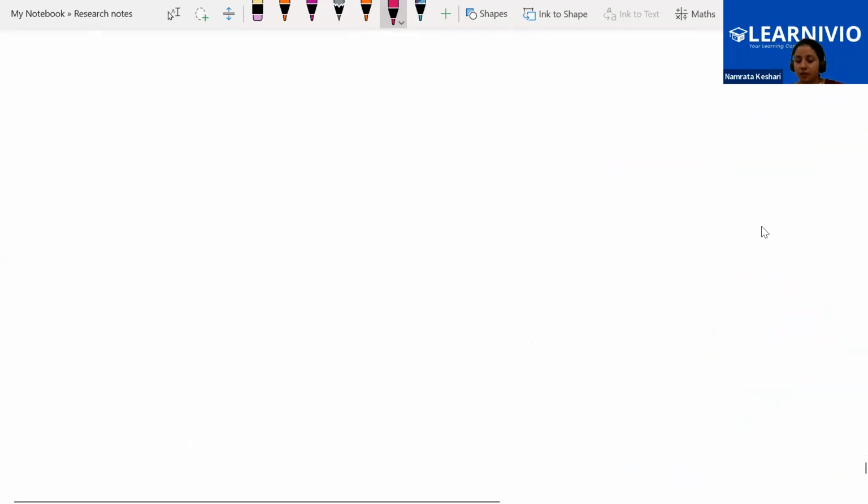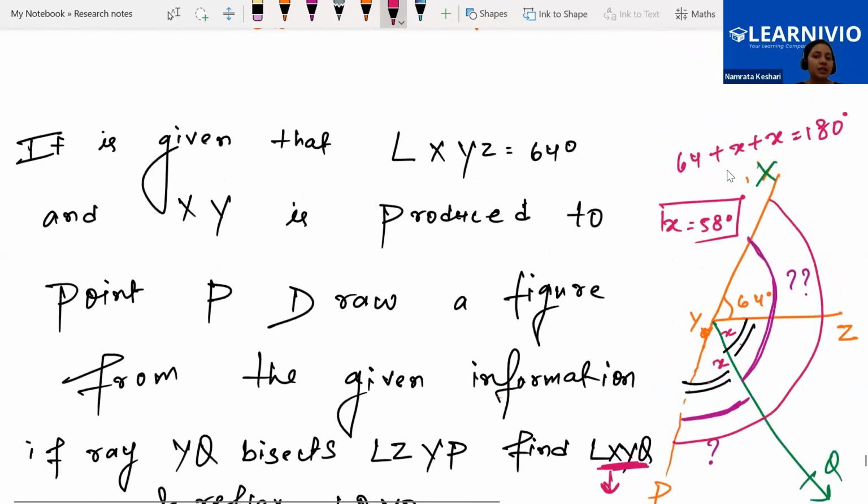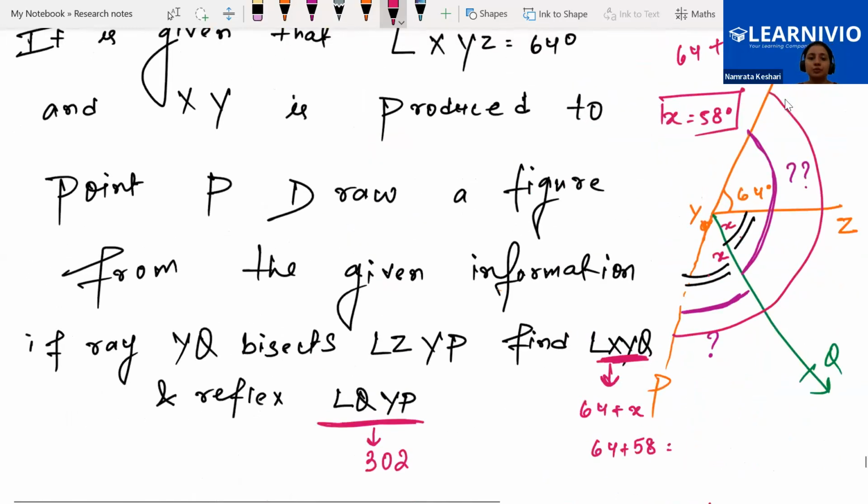Another version of linear pair is, when a ray is standing on a line, the sum of adjacent angles is 180 degrees, and that's what we call a linear pair. So like this also you could have done it. It's the same thing. We have taken linear pair like this only.